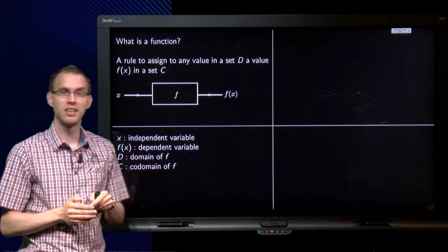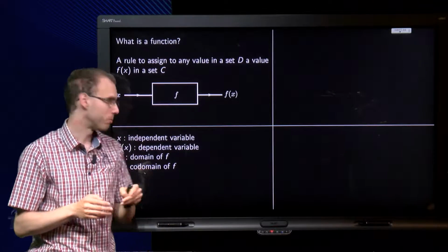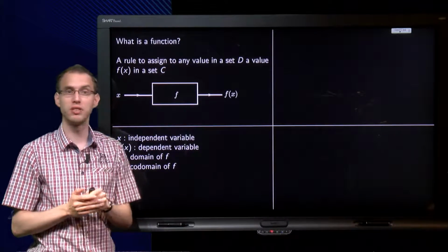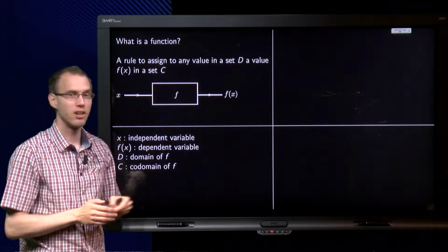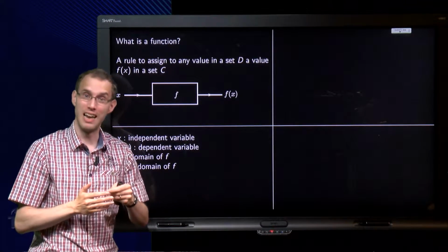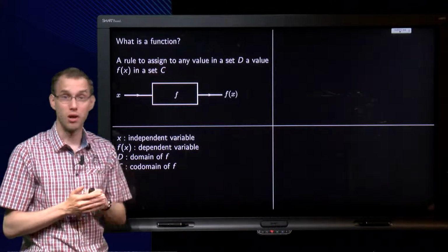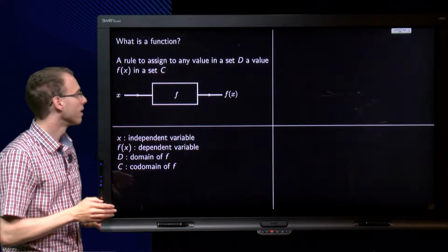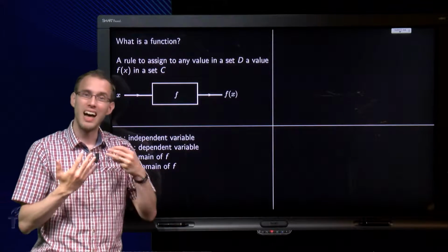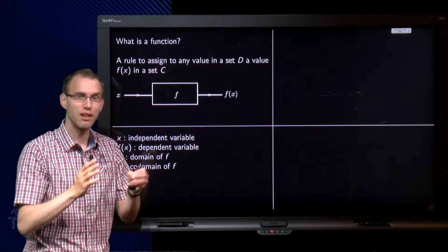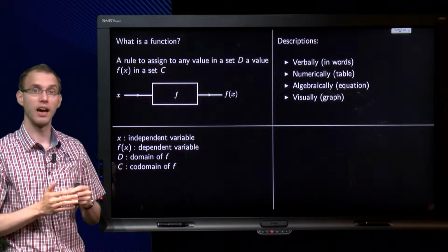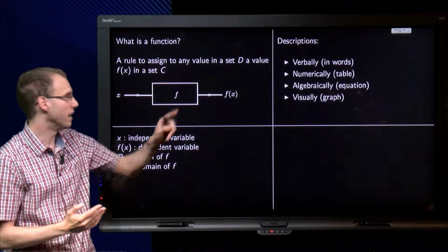Well, the set over here of all allowed inputs is called the domain of the function f, and the set over there on the output side in which all output values live, that one is called the codomain of f. And together they constitute the function. So how can we describe a particular function? Well, we have actually 4 ways to do so, and each of them has its own merit.